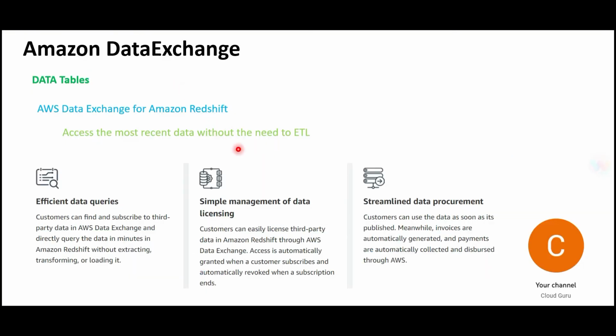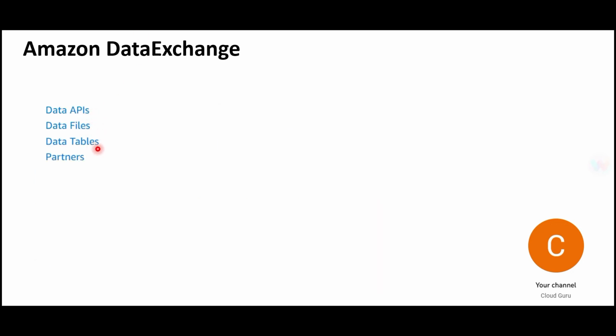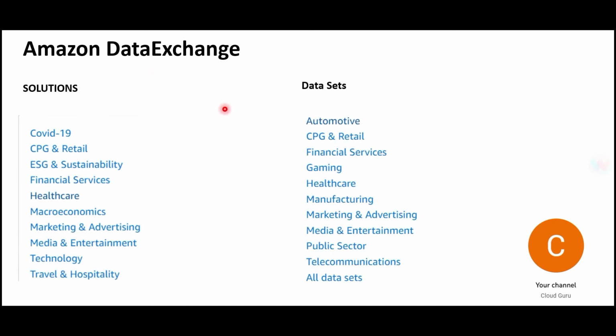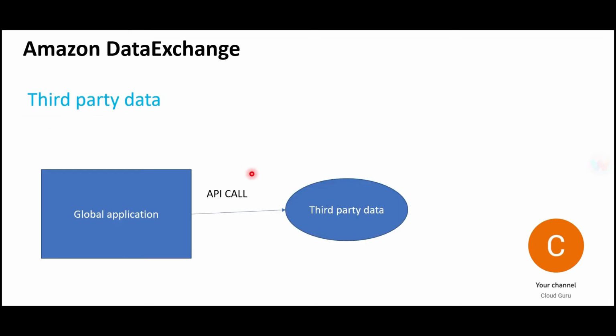From a certification standpoint, you always have to remember that there are three ways to do the data exchange, primarily APIs, files and tables. Plus there is also a provision to get more partnerships involved. Data Exchange would provide solutions as well as data sets for different industry categories, and it is a solution which is provided so that you can access third-party data and solutions.